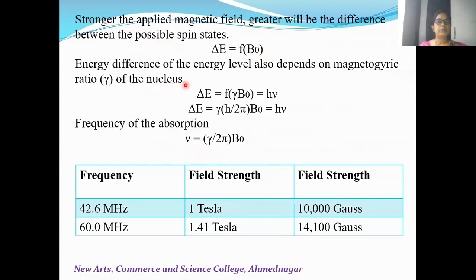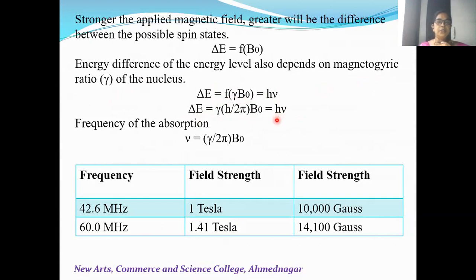The energy difference between the energy levels also depends on the magnetogyric ratio of the nucleus. That is, now we can write the equation as delta E is a function of gamma into B0, which can be expressed in the form of h nu. The final equation can be written like this: delta E is equal to gamma into h upon 2 pi B0.